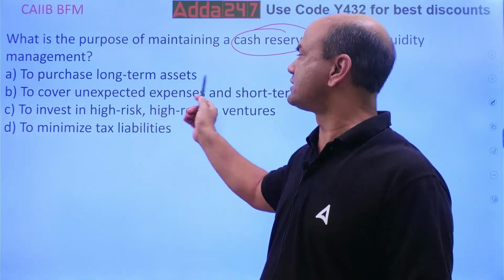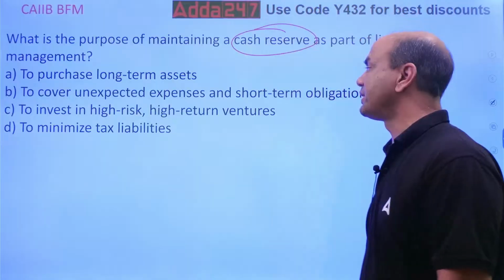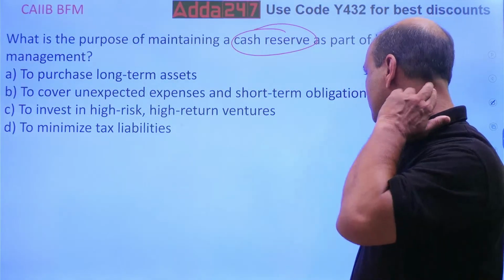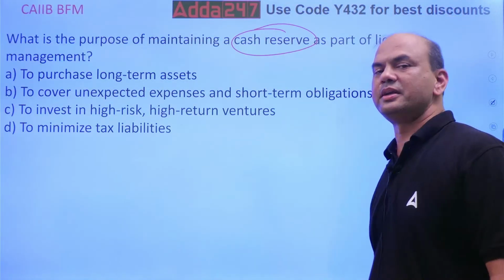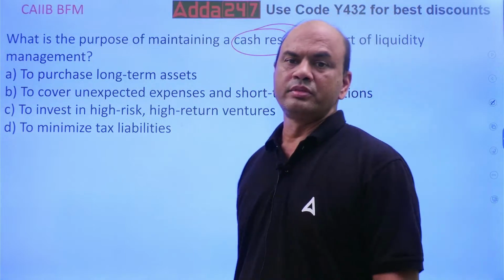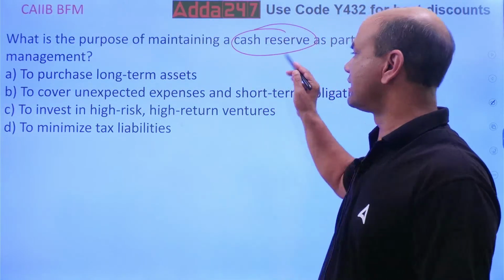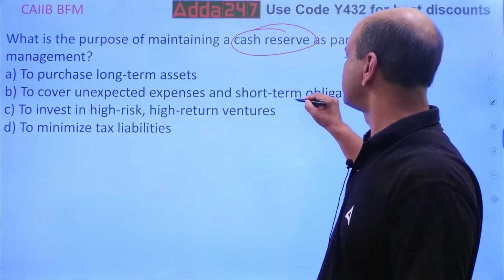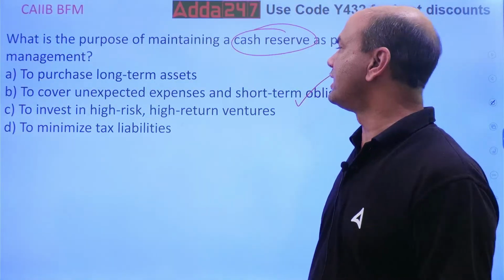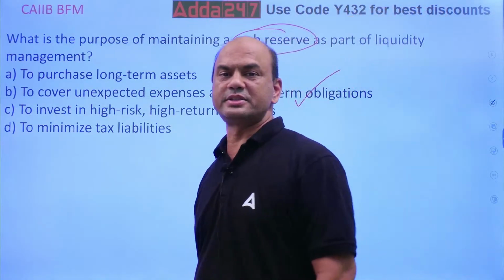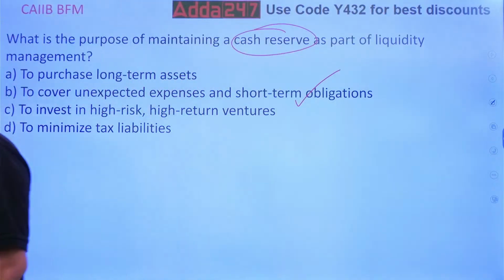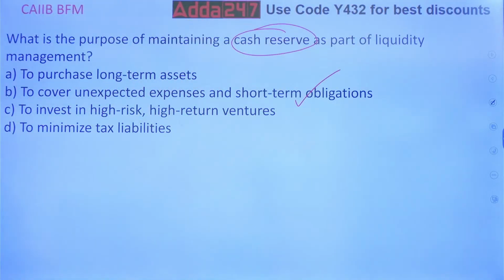To purchase long-term assets, to cover unexpected expenses and short-term obligations, to invest in high risk and high return ventures, to minimize tax liabilities. What is the purpose of maintaining CRR, cash reserve? Answer is to cover unexpected expenses and short-term obligations. Okay? That is the basic purpose. Got it, everyone? That is the basic purpose of maintaining cash reserve.